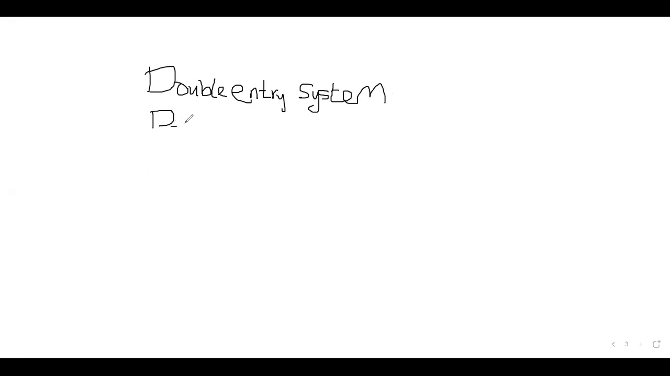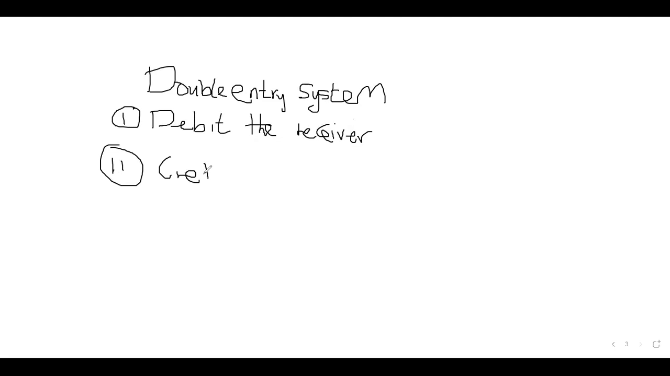Number one is debit the receiver. So the receiver, you do a debit. That's number one. And then number two, credit the giver. So this is just about the double entry system. Okay. So debit the receiver, credit the giver. All right. So this is on the debit aspect, and then this is on the credit aspect.